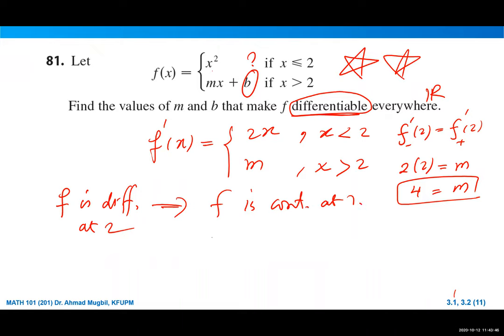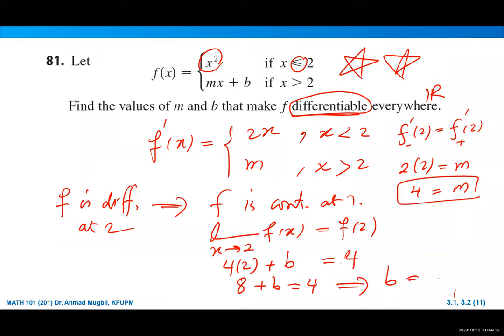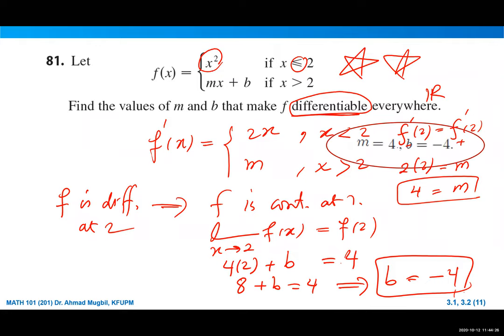So when it is continuous at two, the limit of the function when x goes to two equals the value of the function at two. What is the value of the function at two? It is four. Now the limit when x goes to two, here you need to find it. What is m? m is four. x is two, plus b. So it will be eight plus b equals four, which means that b equals negative four. We did find b. So when you have a question like this, remember the differentiability and the continuity. Use both of them to find a and b. The final answer is there.